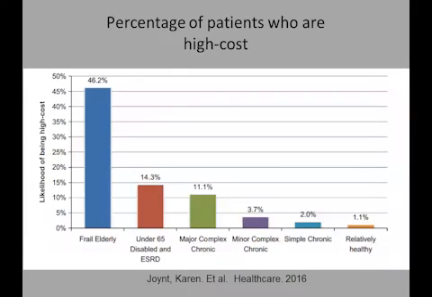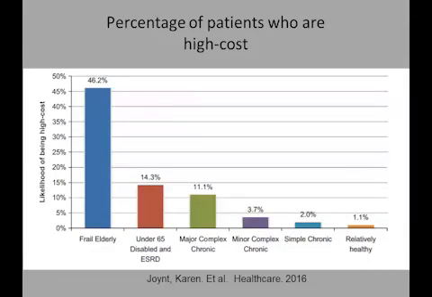With Medicare beneficiaries, they looked at what percentage of certain patient populations were at risk for becoming high cost. On the far right of your screen are those who are relatively healthy, the 70-year-old who doesn't take any medications, versus those with simple chronic disease such as high blood pressure, then minor complex chronic conditions such as diabetes, major complex chronic conditions such as kidney failure or heart disease, and then end-stage renal disease in people under the age of 65 who were also disabled, and then frail elderly. The frail elderly group had a 46.2% likelihood of becoming a high-cost patient.